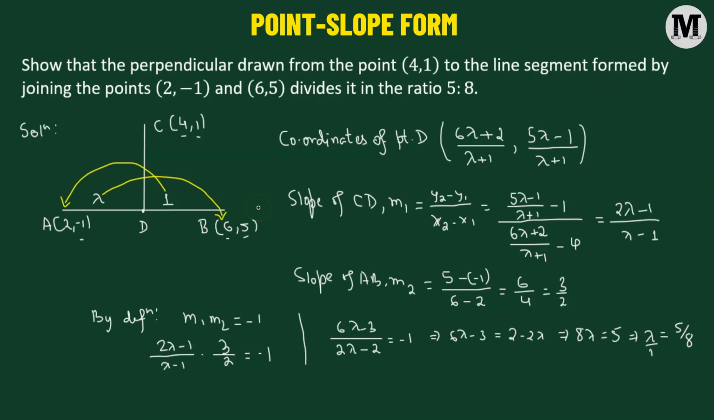So therefore, we have successfully shown that the perpendicular line CD is going to divide the line segment AB in the ratio 5:8.